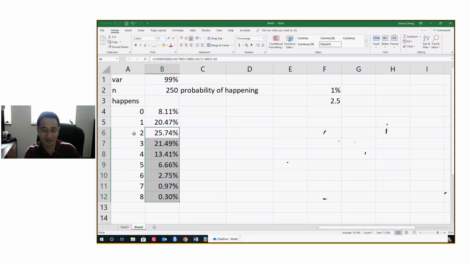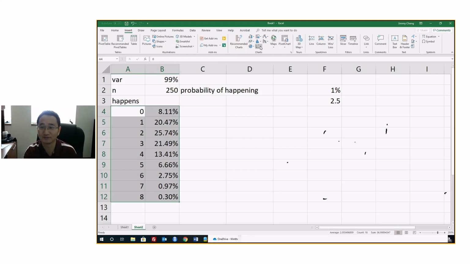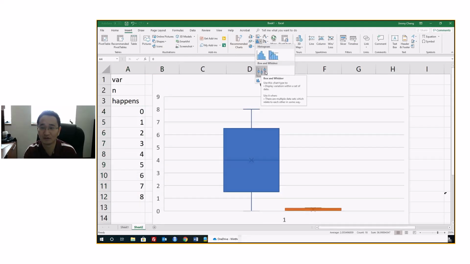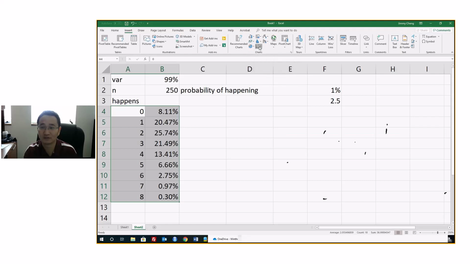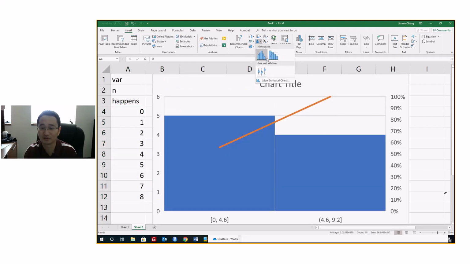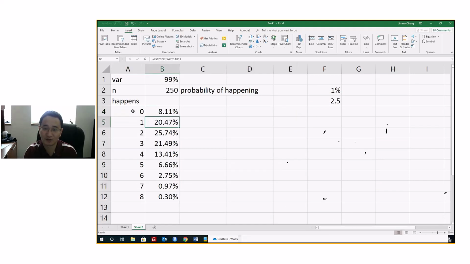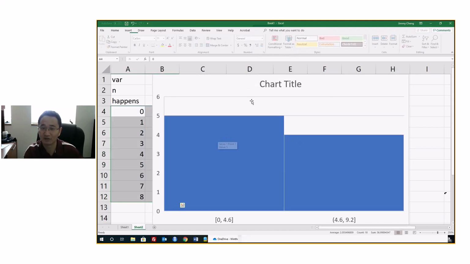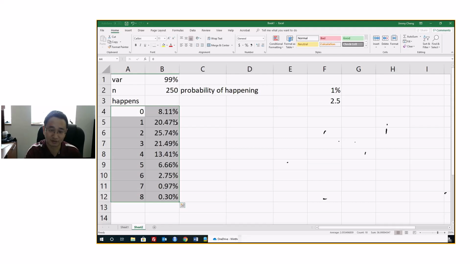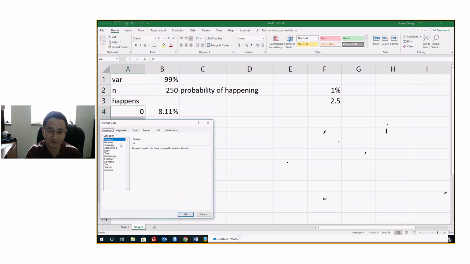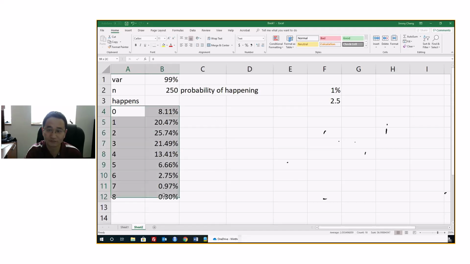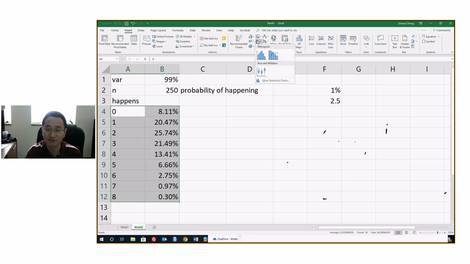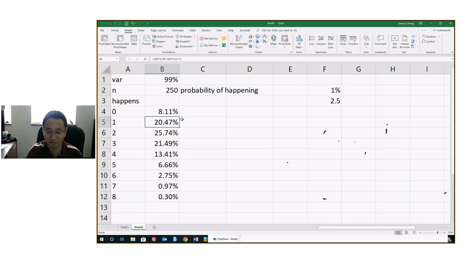You can just drag it. How many times will it happen? If you just plot it, insert. There should be a better way to plot it out. Now you change the bins. Maybe I will just change this to category other than a number. I'm more familiar with analytical software other than this. Basically, this is what it looks like.